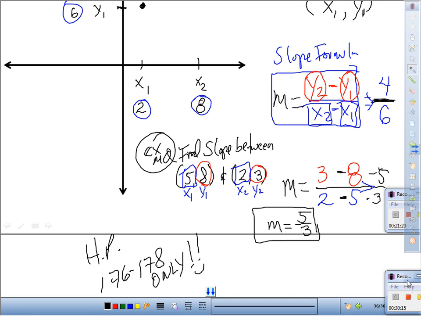Before we leave, really quick, how comfortable do you feel with slope? 5 being the greatest, 1 being the lowest. Got some 4s, 5s, 4s, 5s, 5s, 5s, 5s. All right, have a good one, guys. See you guys tomorrow. Bye.